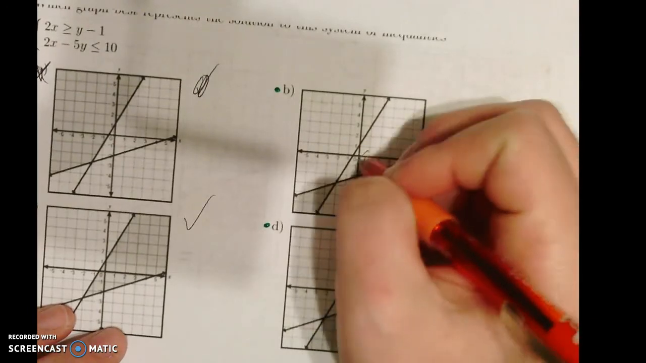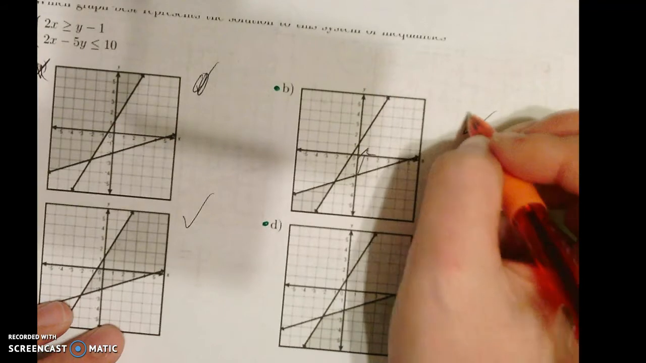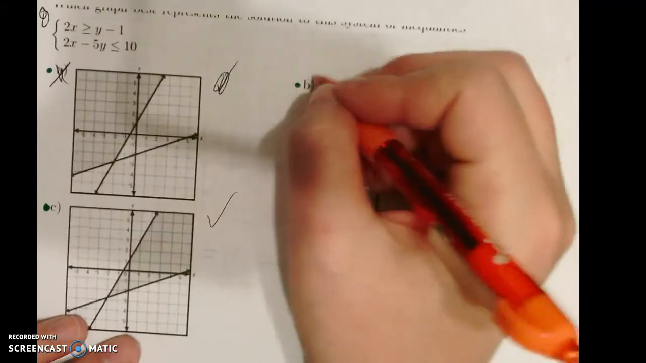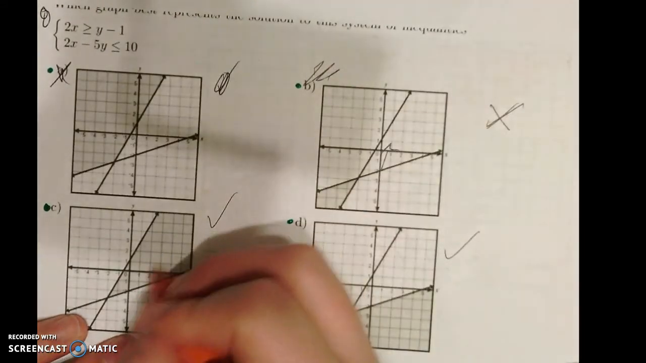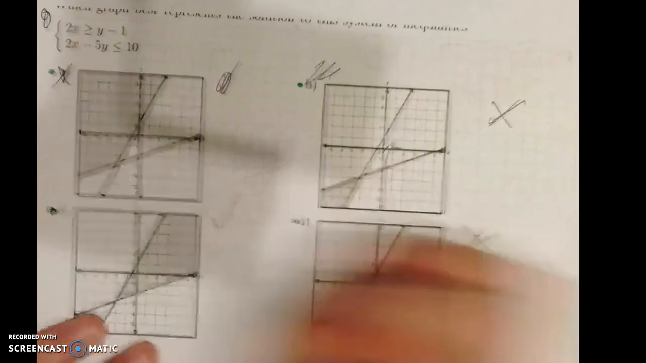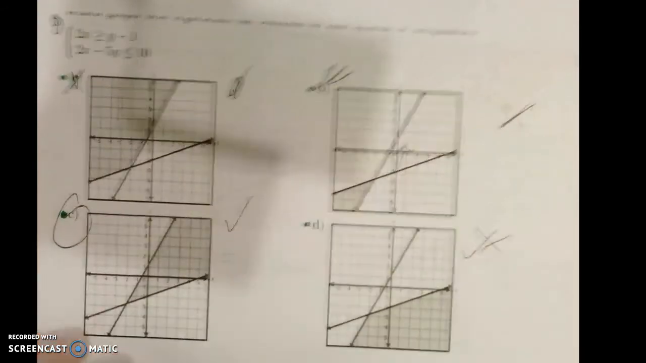So here, it's not above. It doesn't work. So it's not B. Here it is above. Here it's not above. So the answer is C.